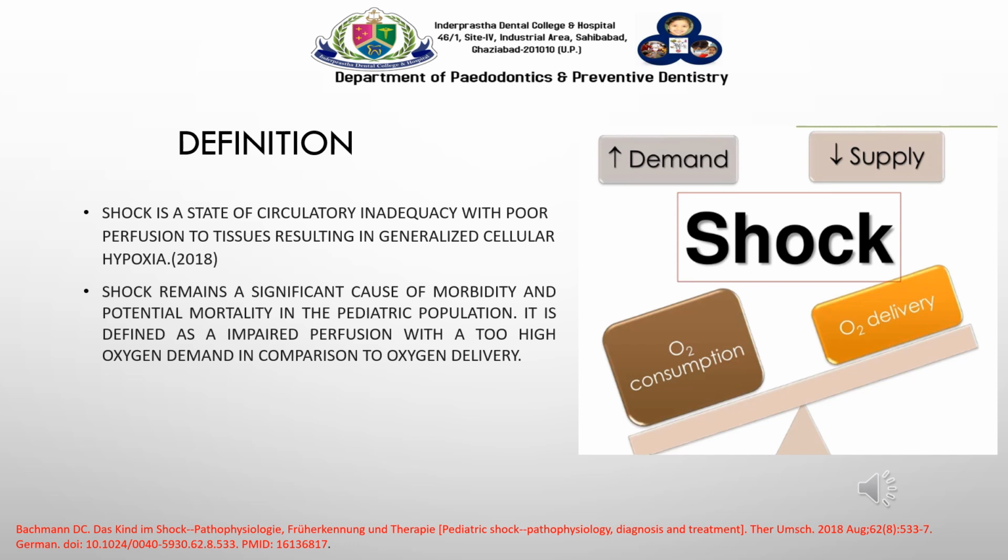Shock is a condition which means that there is reduced oxygen supply when there is high oxygen demand, leading to ischemia to the tissues. Because when there is too high oxygen demand and delivery of the oxygen is low, then because of reduced oxygen delivery, the tissue will undergo ischemia. That will lead to cell death, tissue death, and if not treated appropriately in time, it may lead to the death of the person.